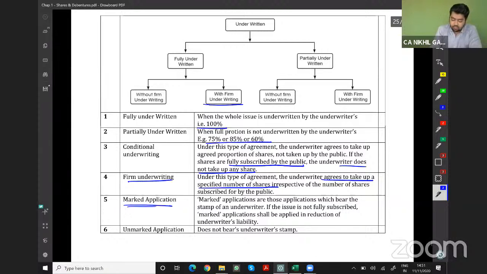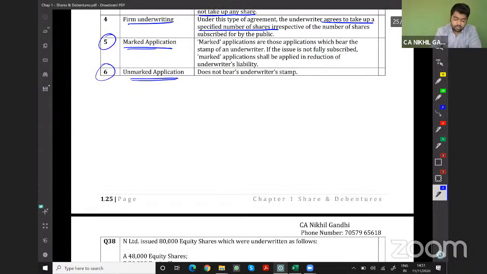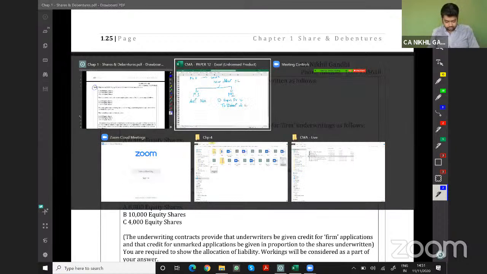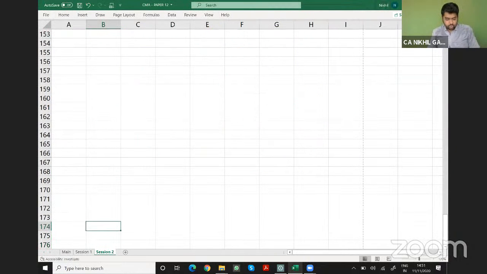Marked application and unmarked application. We will understand these two things with the help of an example. We will solve question number 38 to understand the underwriters' working and all. So question number 38.